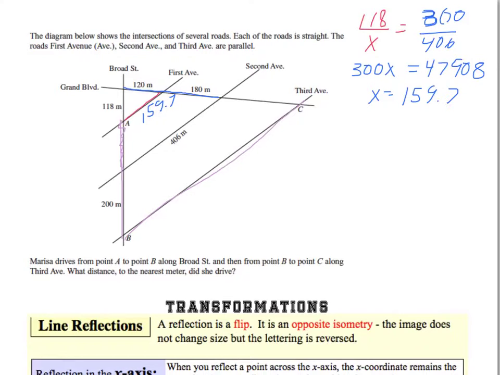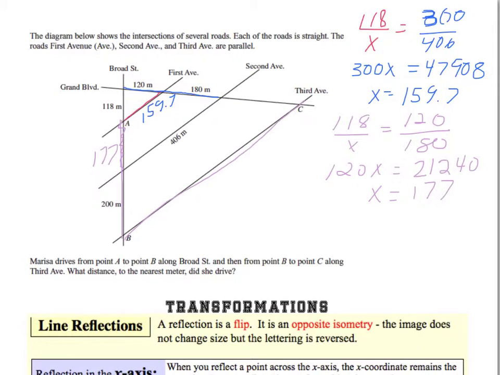I can do that by setting up a proportion. I can find the little squiggly piece by setting up a proportion this way. 118 over x equals 120 over 180, using the proportionality of that triangle. And I'll cross multiply, and I get 21,240. So x is equal to 177. So that gives me a piece of it.